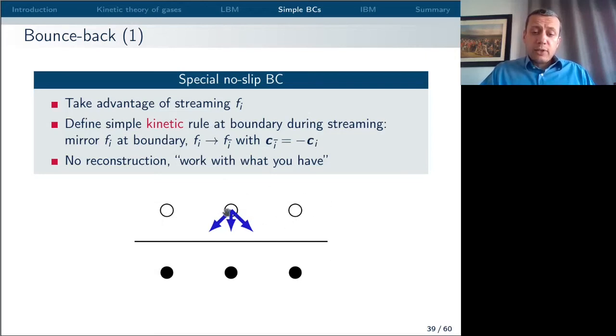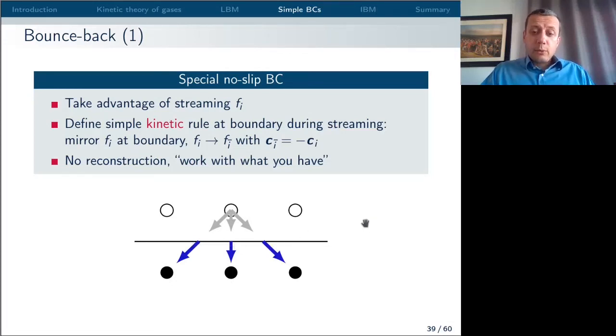You start with populations pointing towards the wall. I'm only showing the populations that are moving towards the wall. You also have the populations moving parallel or away from the wall. And then during your streaming step, halfway through the time step basically, these populations reach the wall.